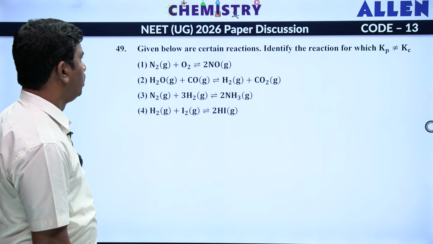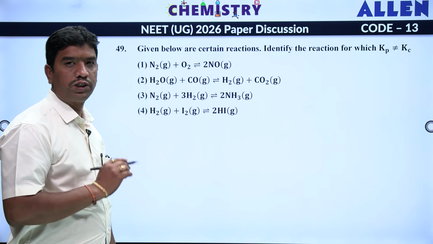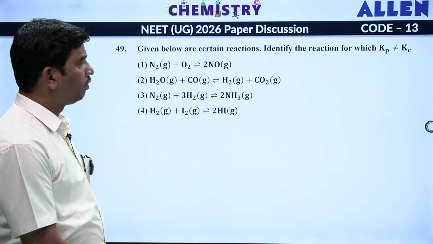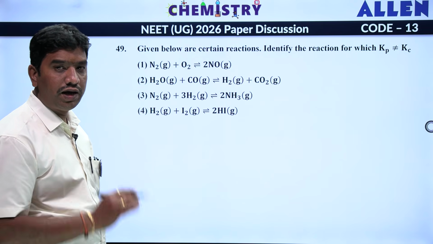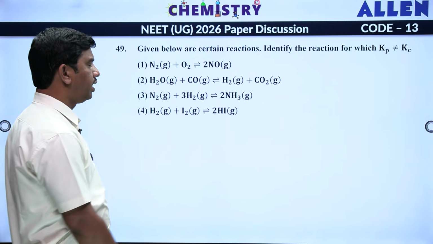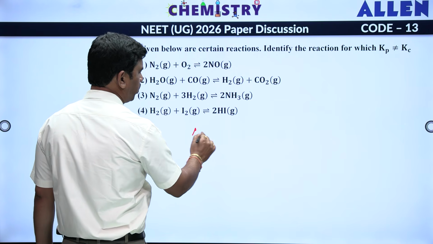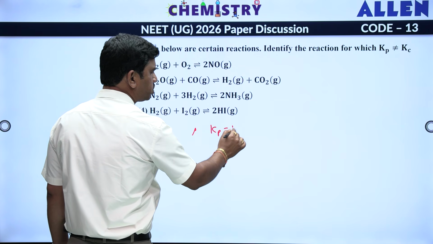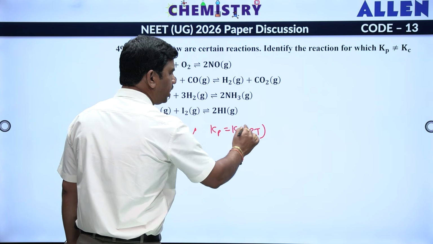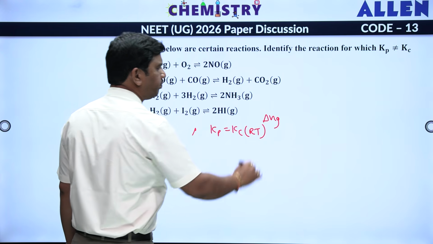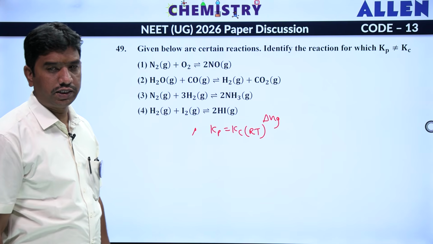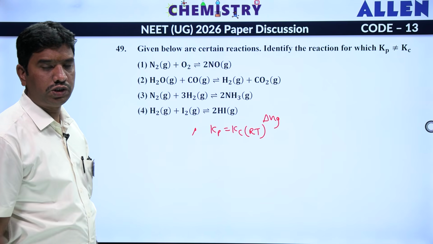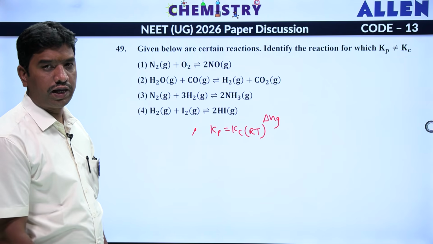Next one. This is a question from chemical equilibrium. Which of the following reactions has Kp not equal to Kc? This is a very easy question. Here, delta Ng, what is the formula? Kp equals Kc into RT power delta Ng. Whenever delta Ng equals 0, then Kp equals Kc. If delta Ng is not equal to 0, then Kp is not equal to Kc.